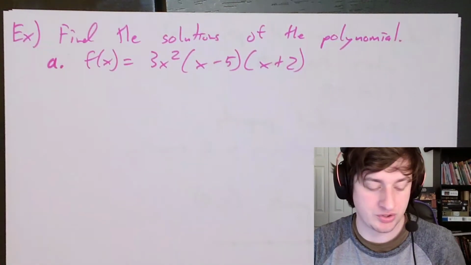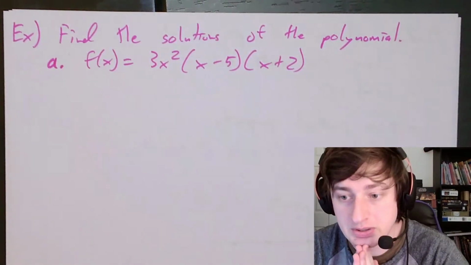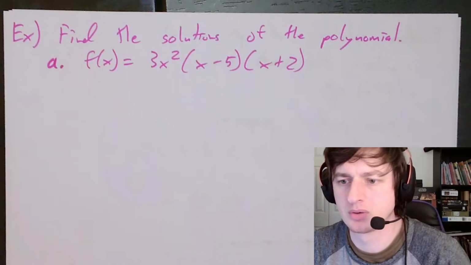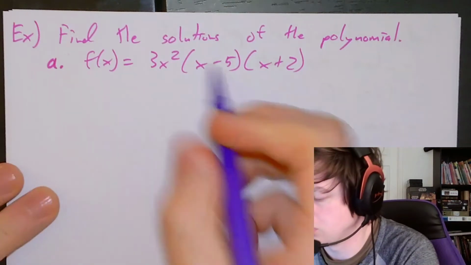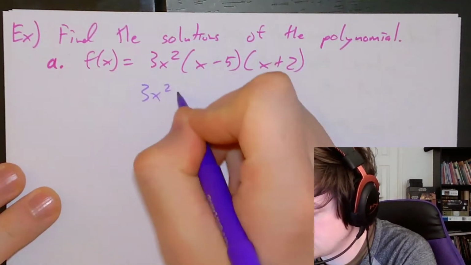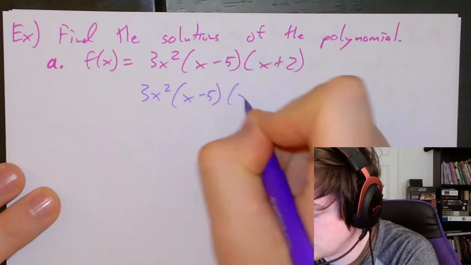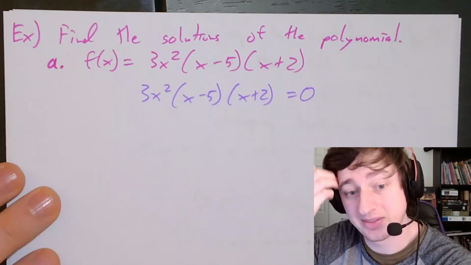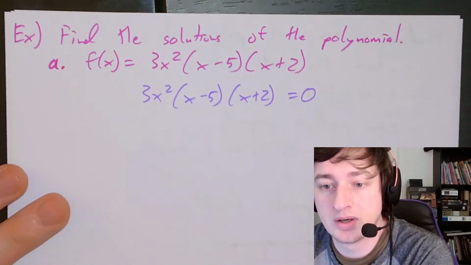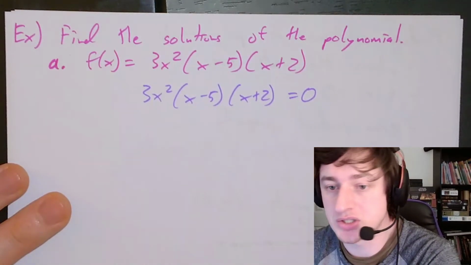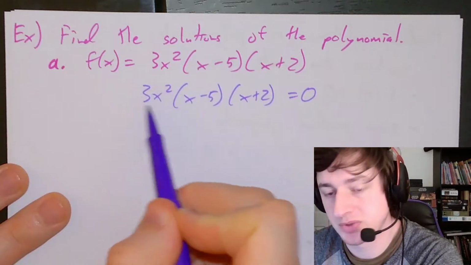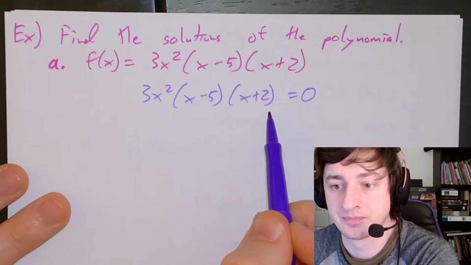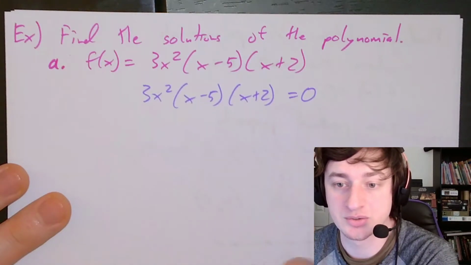Okay, so when we're finding solutions, that means we're going to set the whole problem equal to 0. We did this with the quadratics too. Whole thing equals 0, so 3x squared, x minus 5, x plus 2, all that equals 0. And then, since all of it equals 0, if each individual piece becomes 0, then I'm multiplying everything by 0. And that means that's a solution.